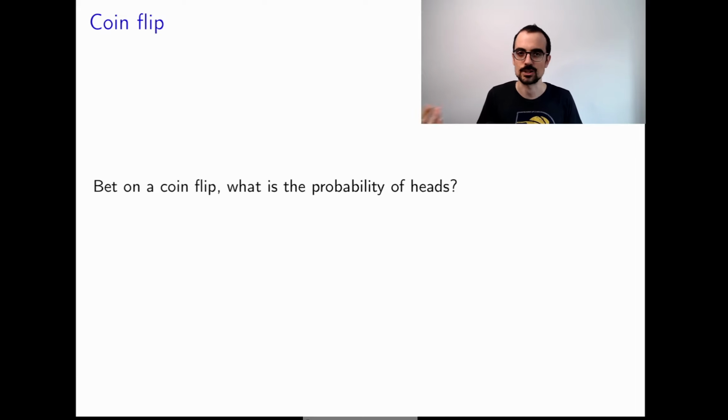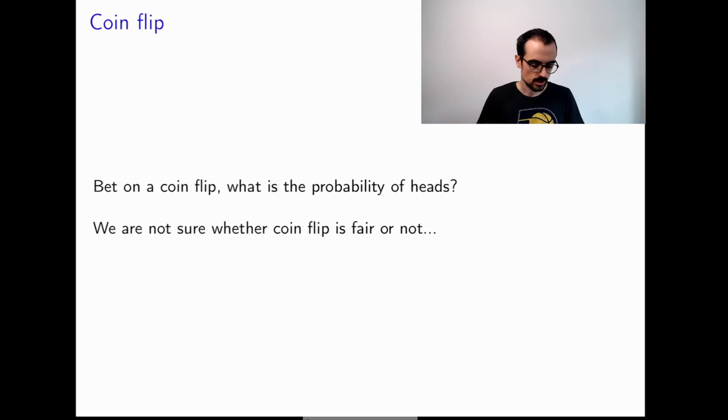Because it could be that it's not a fair coin. In fact, we suspect that maybe it won't be a fair coin. So we want to determine that by observing the result. Okay, so we're not sure whether the coin flip is fair or not.